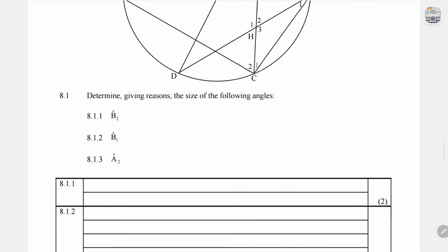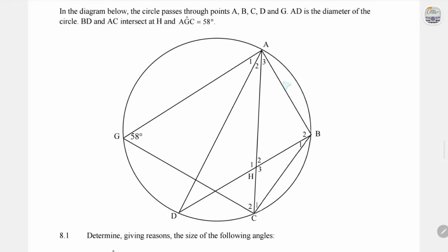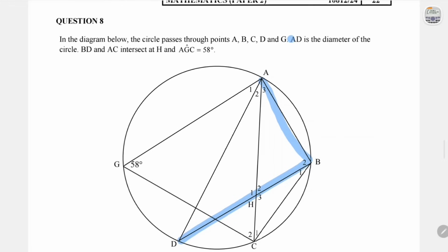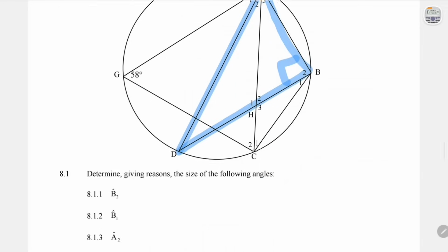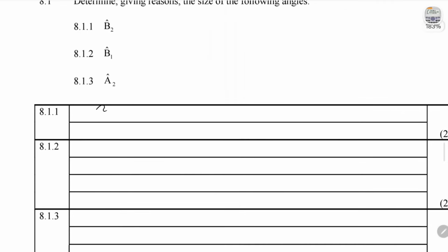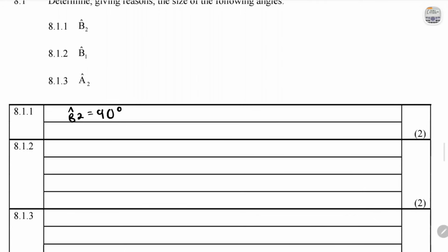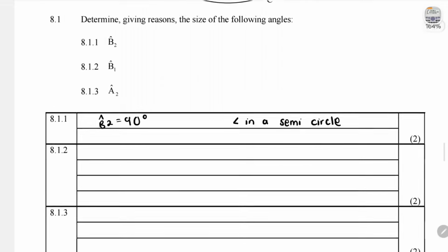And we need to first find angle B2. Looking at angle B2, look at where it is. It's at the circumference, okay? And do you see that it's being supported by AD, which is a diameter? So the angle in a circle at the circumference supported by a diameter is 90 degrees. That's the angle in a semicircle, and we can go ahead and tell them that. So angle B2 is equal to 90 degrees, and this is because of the angle in a semicircle. And that is our answer.